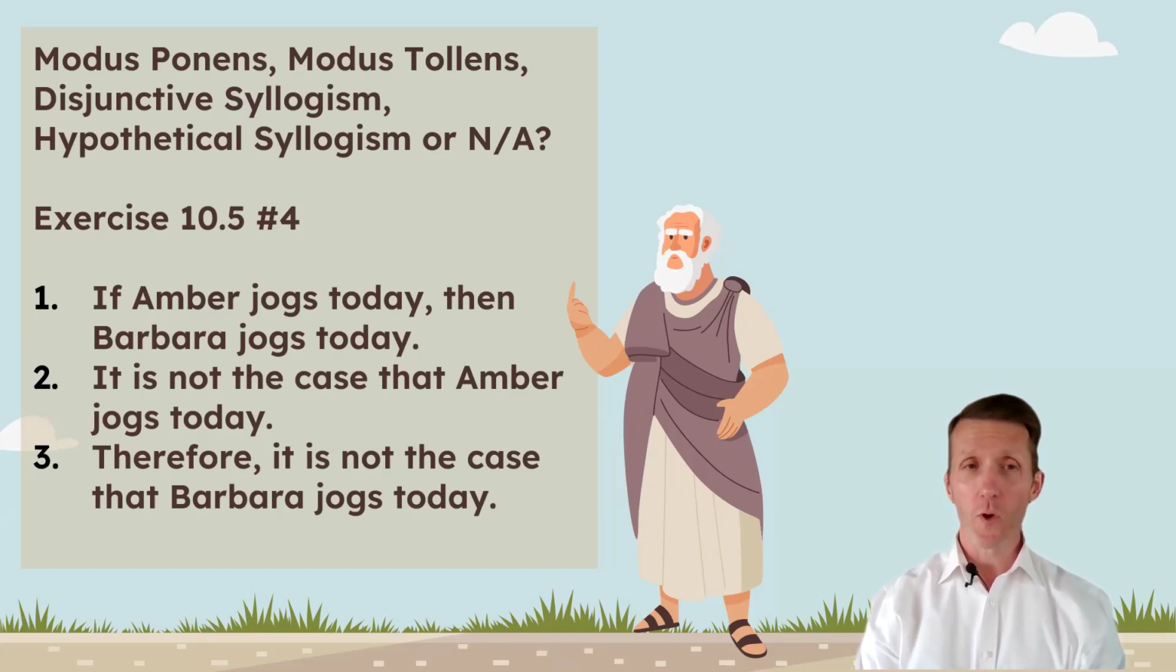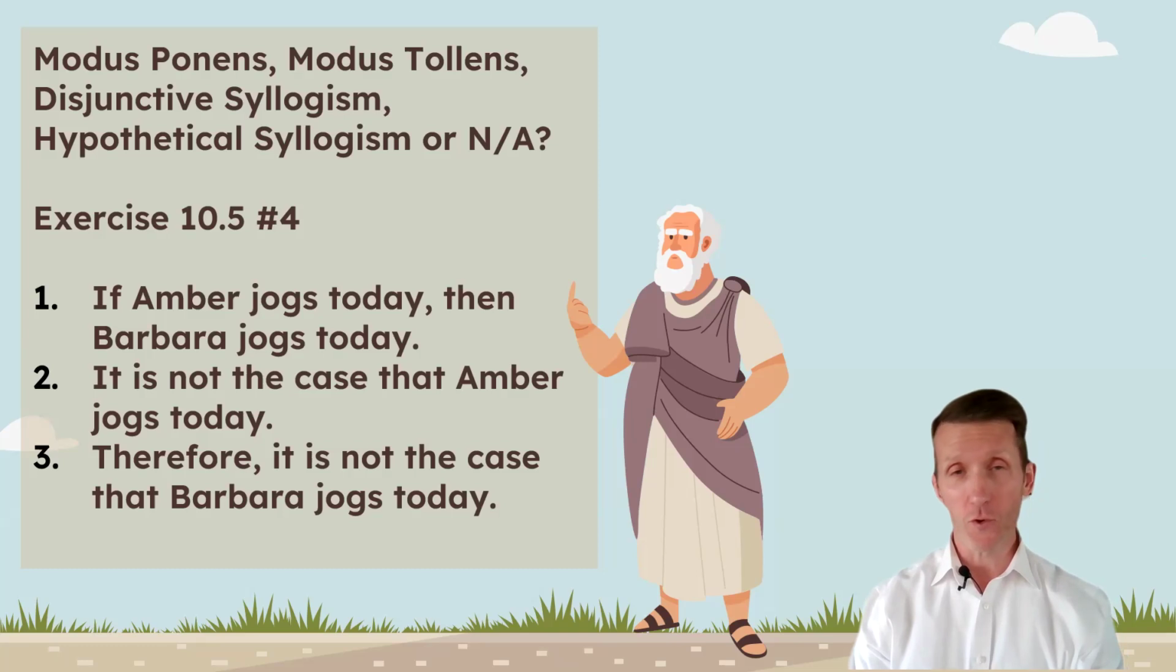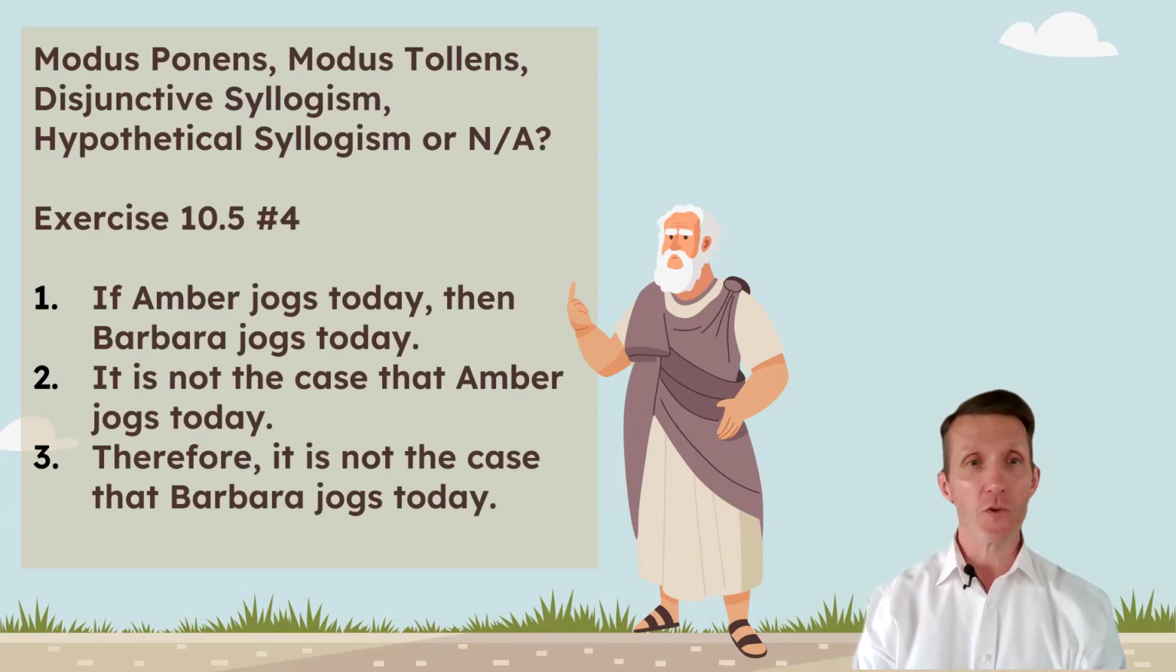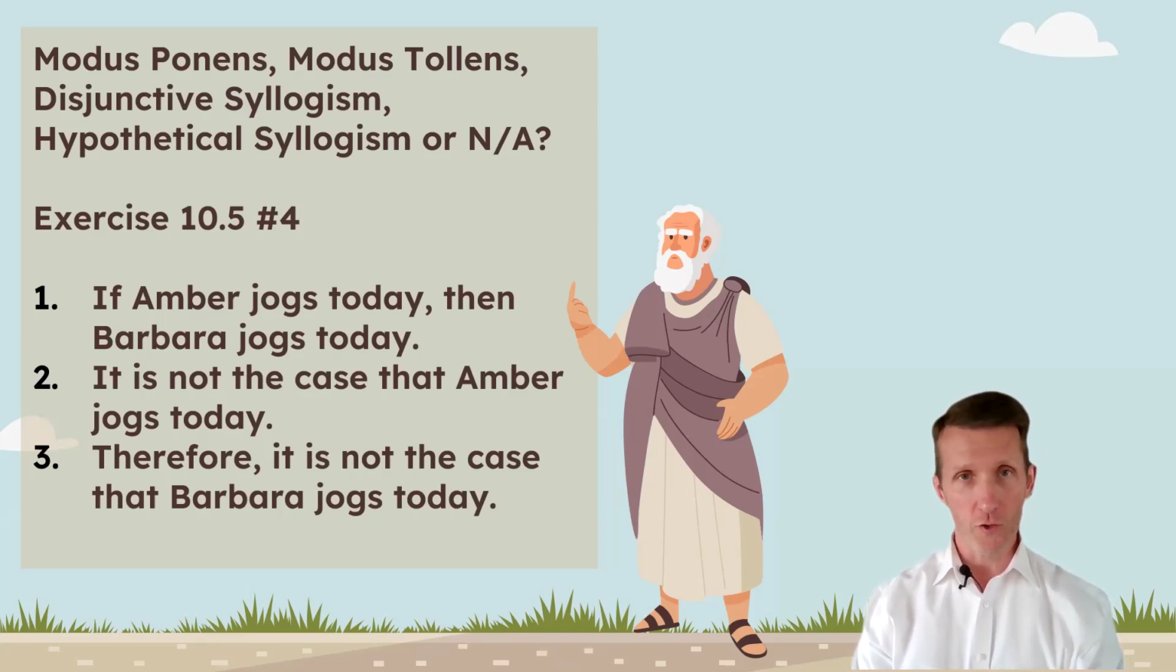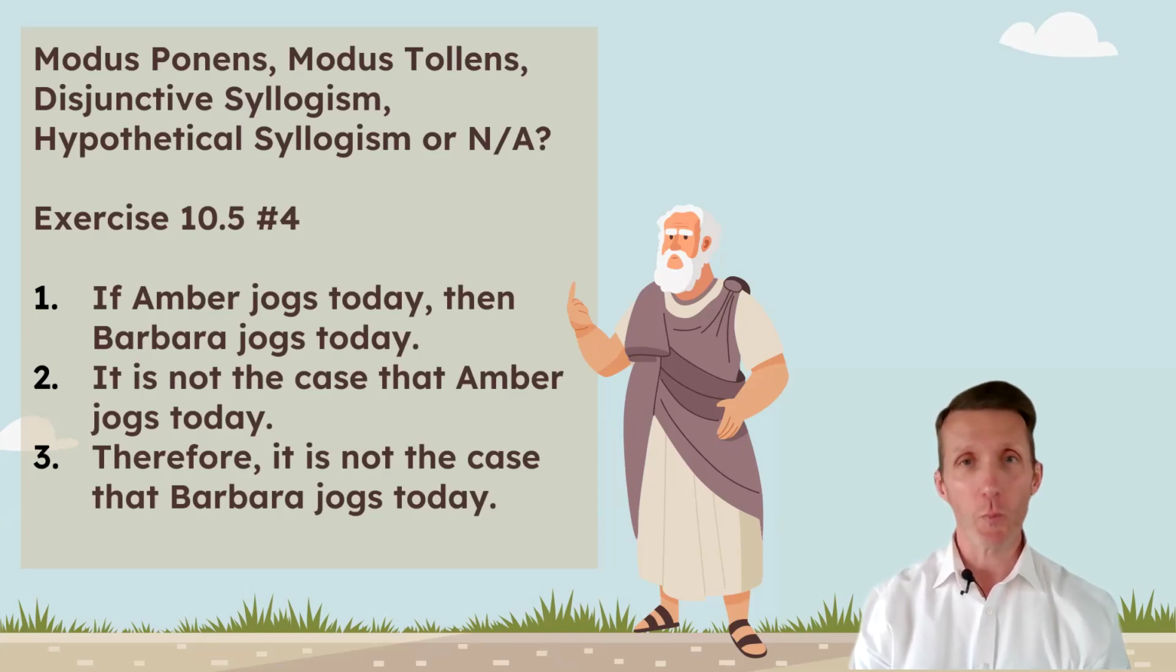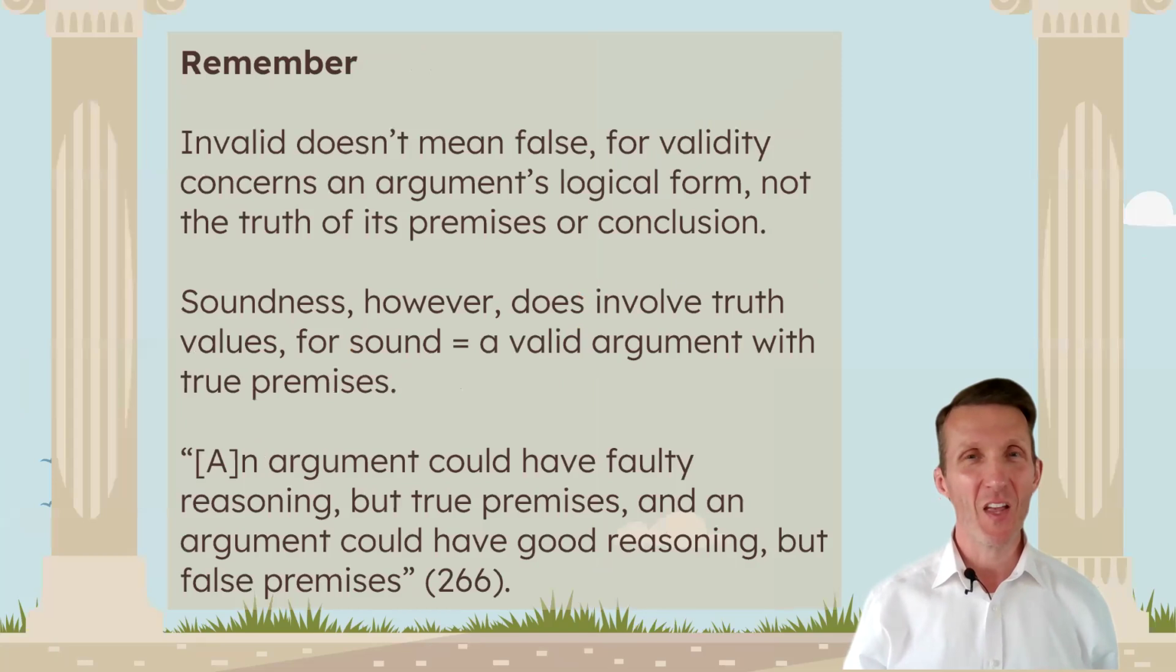Well, the way the conditional in premise 1 is written, Barbara could jog on her own, independent of whether Amber jogs today. It doesn't say Barbara jogs today only if Amber jogs today. It just says if Amber jogs, then Barbara jogs. But then premise 2 says Amber is not going to jog today, but that does not rule out the possibility that Barbara could jog today. So this one is not valid, and therefore it would be NA, none of the above.